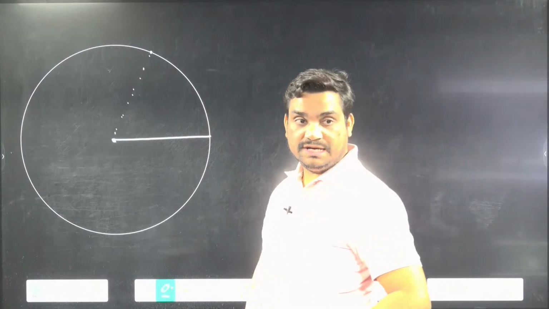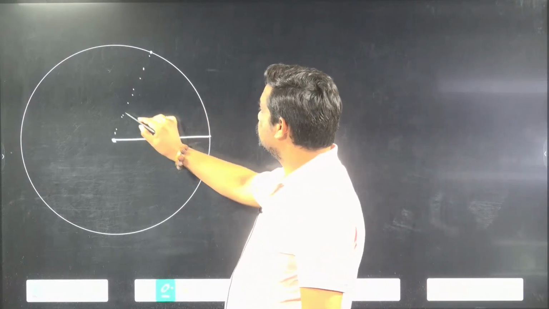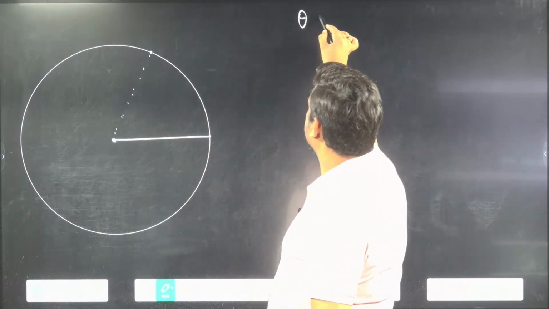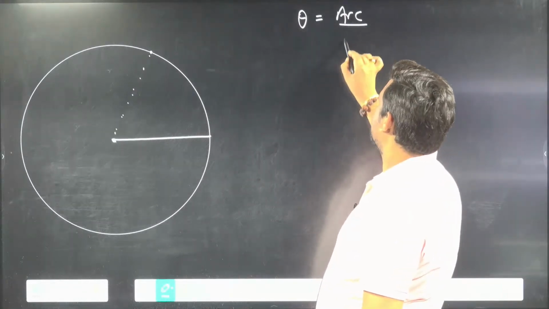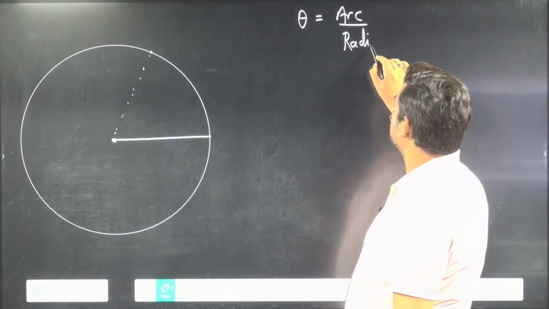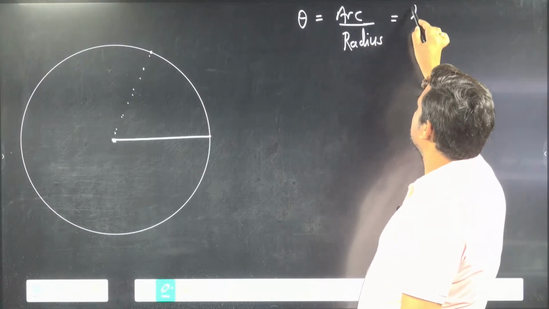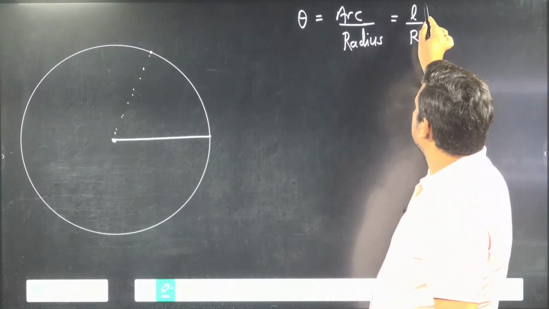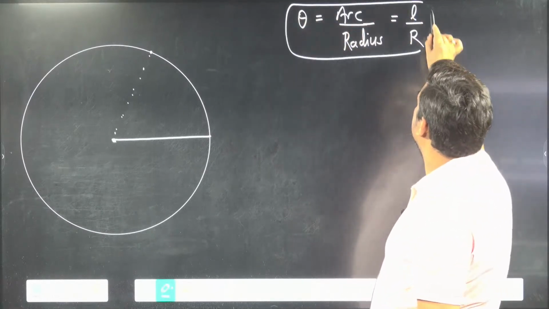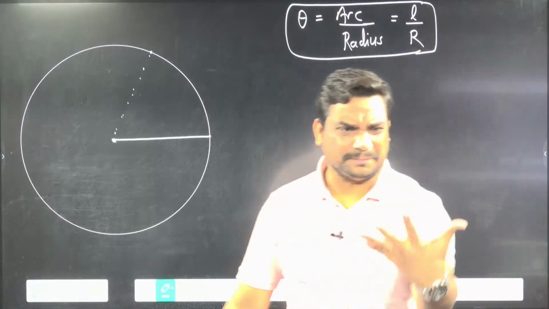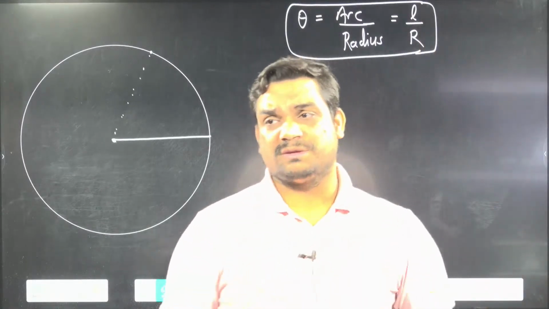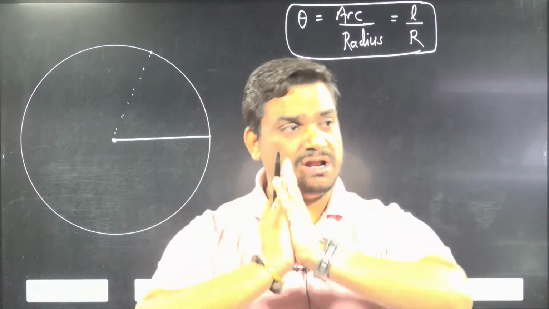If this movement is theta, then we can write theta equals arc by radius, or L by R. Now I'm asking one question: theta equals arc by radius. Is this formula for a small angle, a large angle, or for any angle?